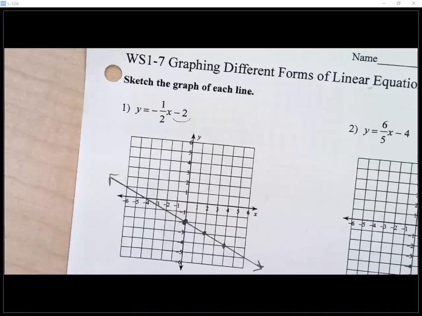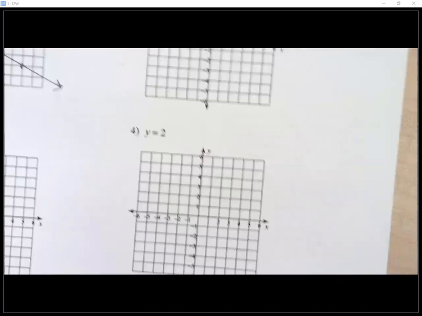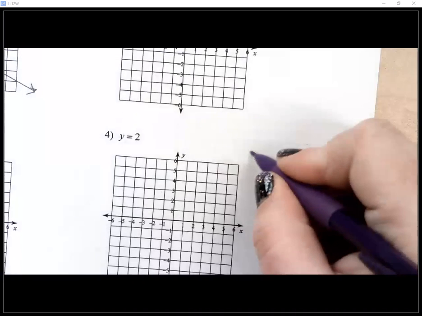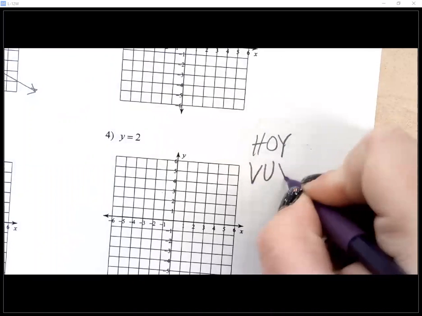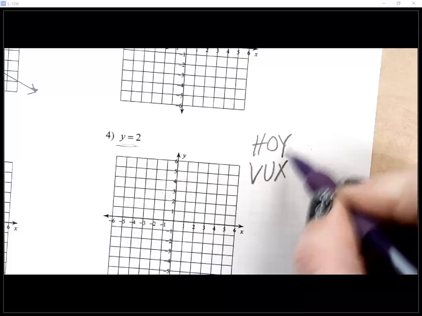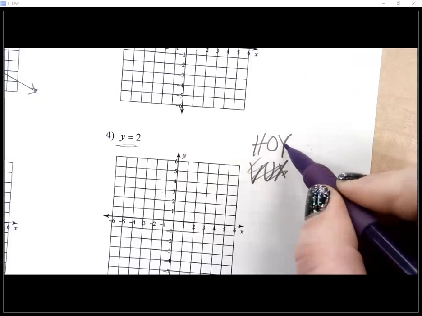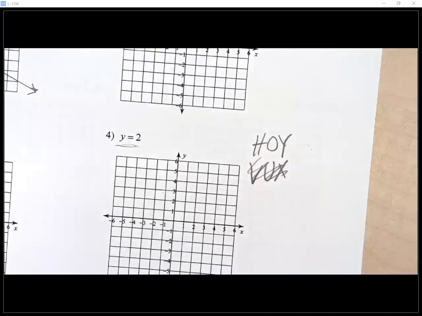Let's jump to something like 4. Oh, it's just a y equals. If you remember, she taught us about Hoy bucks, our new friends. If it's just y equals, that means I'm dealing in Hoy land. That's funny. And then H stands for horizontal. It's literally just a horizontal line at 2.